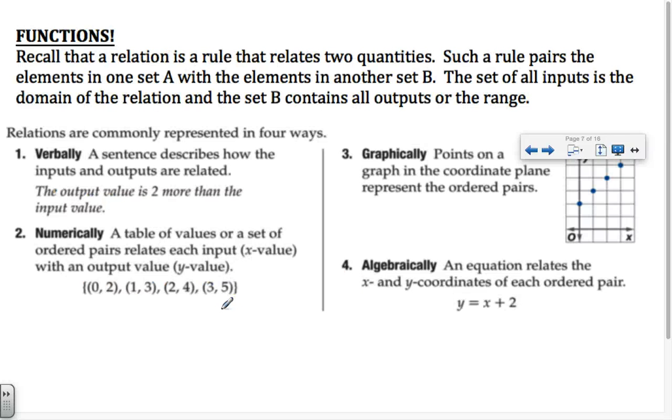So now we're going to shift into a discussion about functions. A relation that is a rule that relates two quantities is a function. Such a rule pairs the element in one set A with the elements in another set B. And the set of all inputs is the domain of the relation. The set B contains all the outputs, or the range.